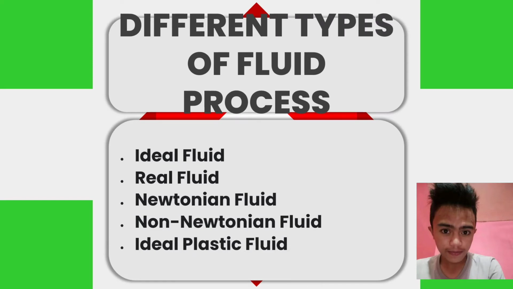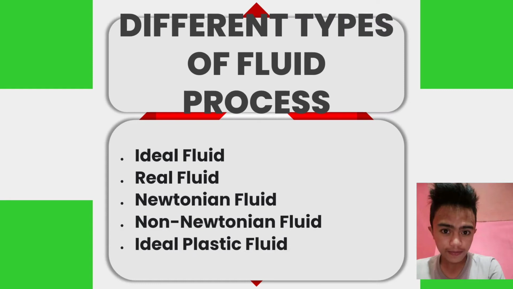Second one is real fluid. Real fluids are the fluids which have some viscosity and are compressible in nature. All the fluids in actuality are real fluids. Examples of this are kerosene, petrol, and castor oil.